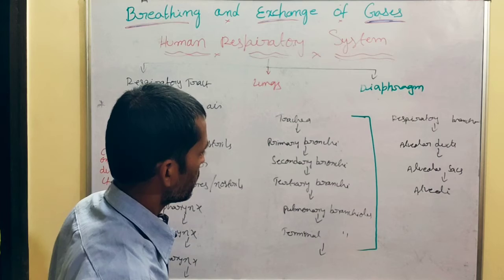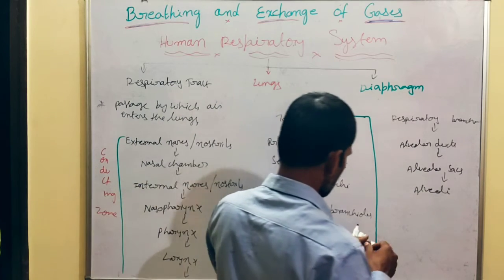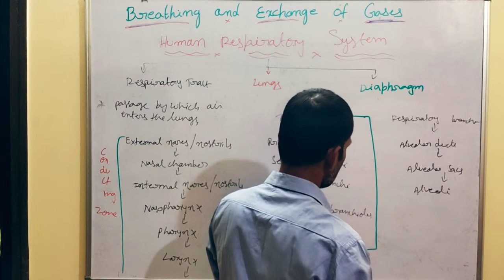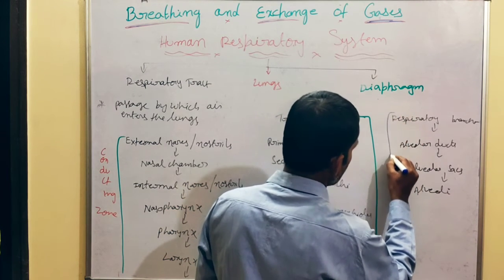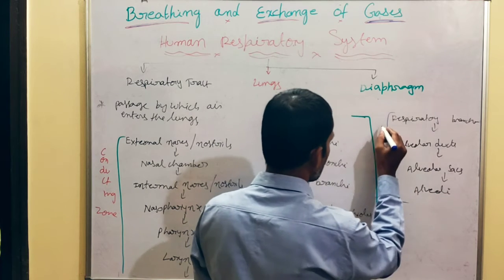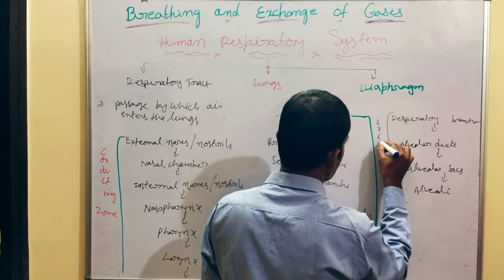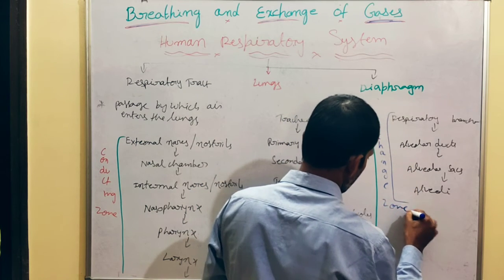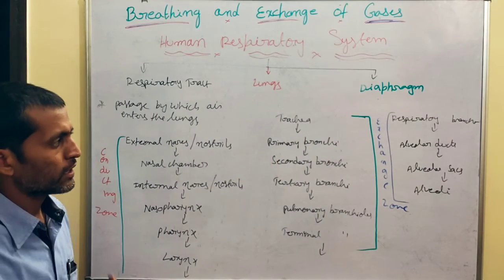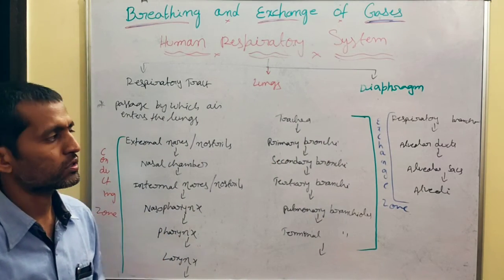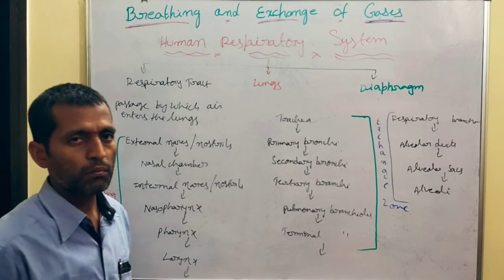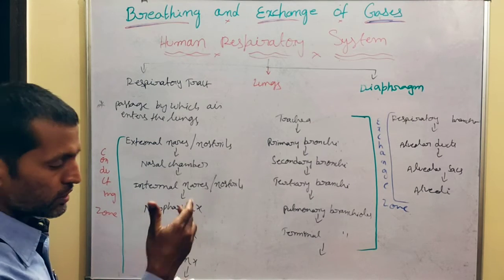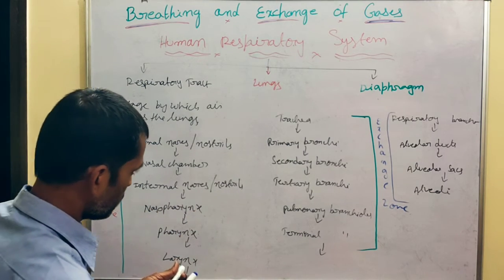The other one is the exchange zone. The exchange zone begins from the respiratory bronchioles to the alveoli. This is called the exchange zone. Here the actual exchange of the gases, oxygen and carbon dioxide, takes place between the blood and atmospheric air. Then here two more trees can be identified.